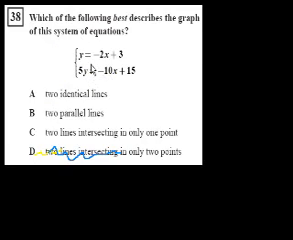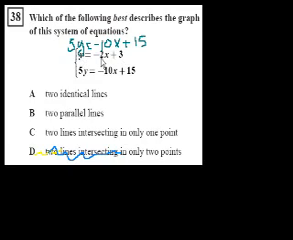Okay, now let's look at these two. See, I have a y here and I have a 5y here. Let's multiply this top equation times 5 and see what it looks like. So if you multiply the left-hand side by 5, you get 5y. I'll do it up here. You get 5y is equal to 5 times minus 2 is minus 10x plus 5 times 3 is 15.